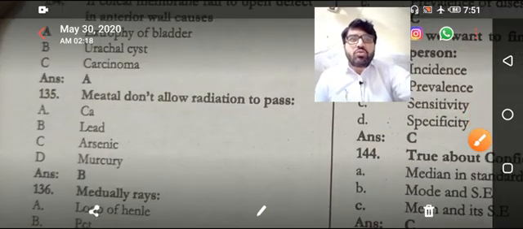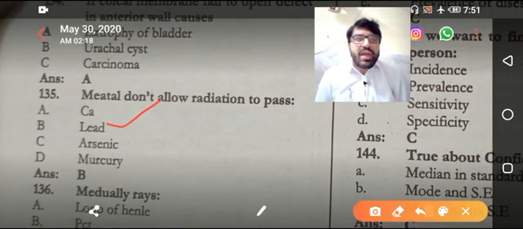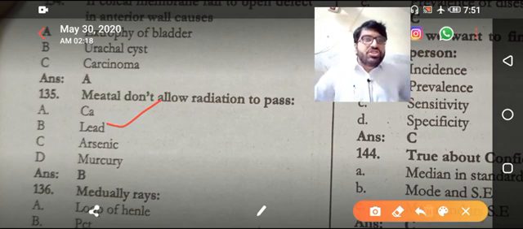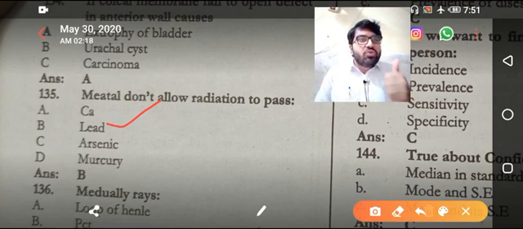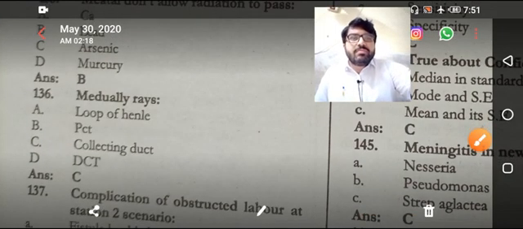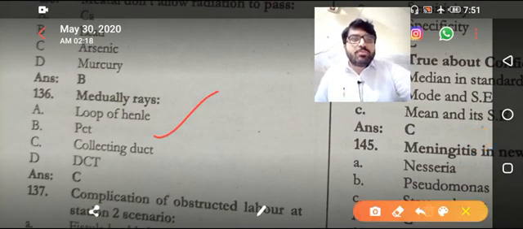Metal that does not allow the radiation to pass, that is lead. Why? Because the lead absorbs all these rays, and that's why we are wearing the lead in the radiology department. Or a pregnant lady for whom you are going to do chest x-ray, we apply the shield on the abdomen, that is another MCQ. In that shield there is which metal? Lead. Medullary rays, collecting duct, right option.